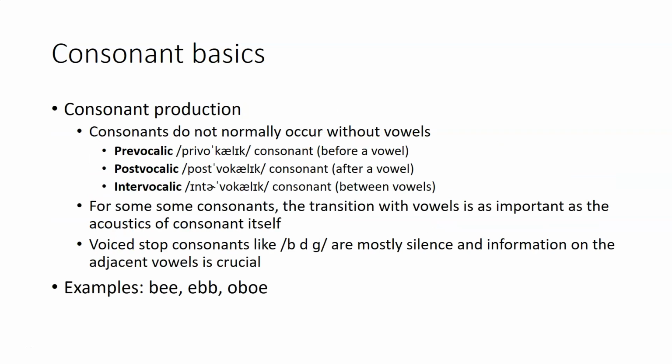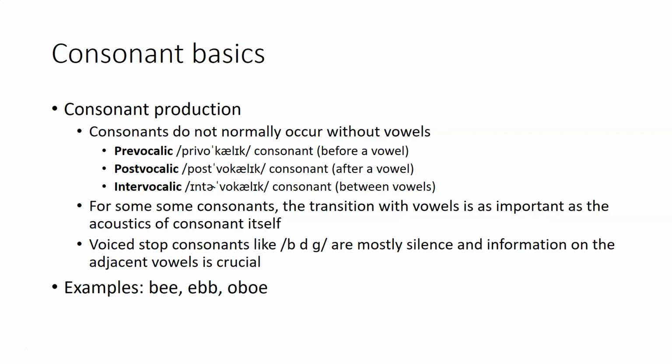The production of consonants generally requires a vowel in the environment. So we don't have consonants normally appearing without vowels. Consonants can be in prevocalic position, where they are before a vowel, in postvocalic position, where they are after a vowel, or in intervocalic position, where they are between vowels.